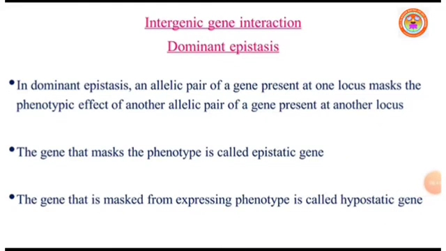Now, continuing intergenic interaction. Intergenic interaction includes dominant epistasis, recessive epistasis, and duplicate genes with cumulative effect. First we are going to see dominant epistasis. In dominant epistasis, one gene masks or inhibits the effect of another gene.